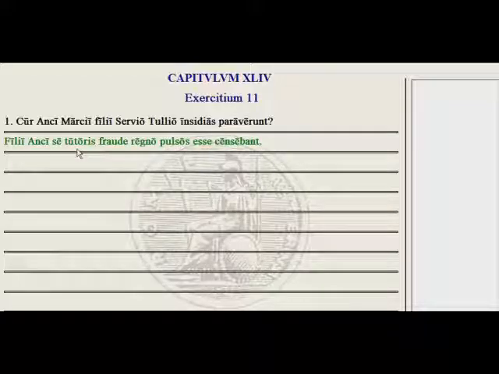Filii Anci se tutoris fraude regno pulsos esse censebant. The sons of Ancus thought that they were being driven away from the kingdom by the fraud, the deception, of their teacher. Okay, go ahead and try the rest of those.